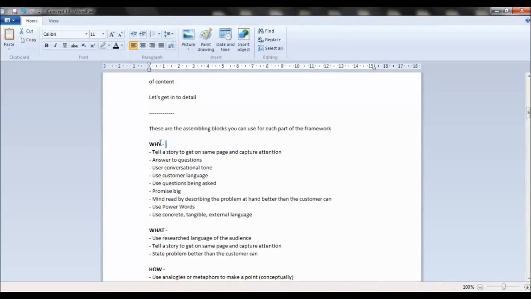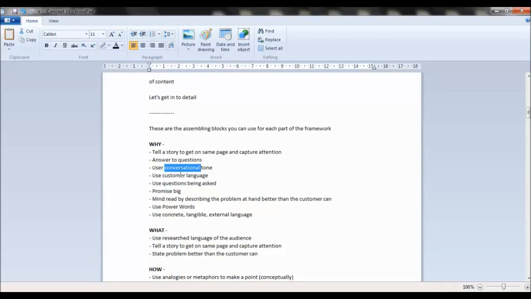Again, coming back to the why, the motivation for your reader to consume the content, you can tell a story to get them on the same page and capture their attention right up front. So, starting with a bang. Remember that concept? If not, you can refer back to the 10 concepts for creating content. Next, you can also use this quote-unquote assembling block. You can answer 2 questions to right away show the audience that, hey, you understand the problem, and this piece of content is going to help solve your problem.